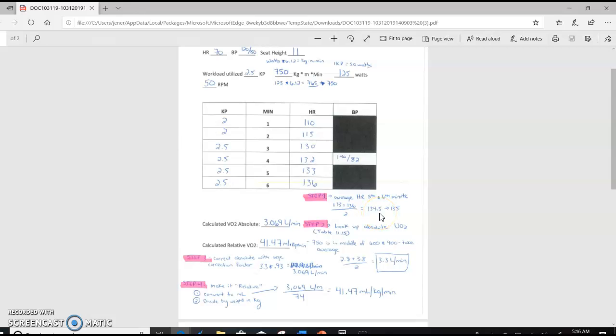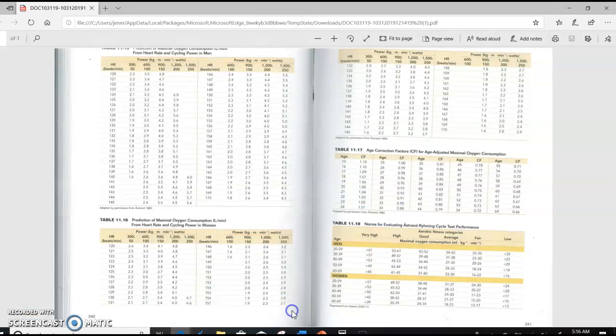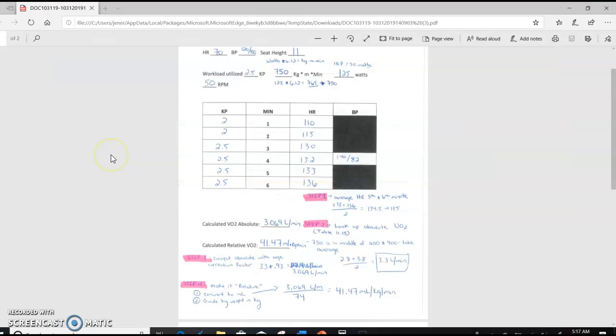If you remember, I'll pull up my chart. So this is a male. If you look over here, you notice that there are no halves. Sometimes we'll do halves when it comes to power, but there are no halves of a heart rate. So what we do is we round it up. If you have 134.5, you're going to round it up to 135. So that's where we're looking. All right, so I rounded it up here.